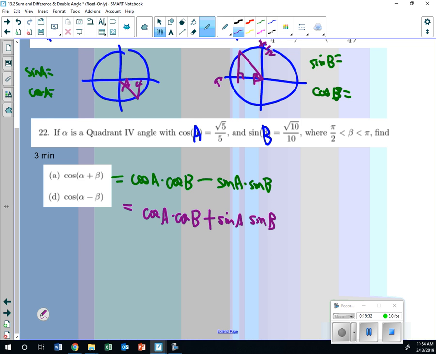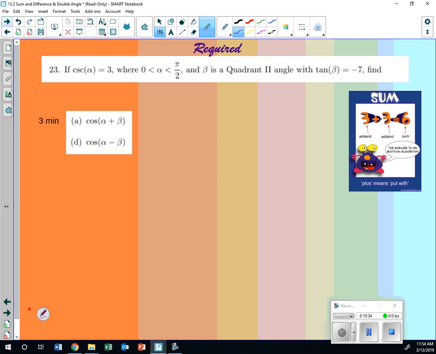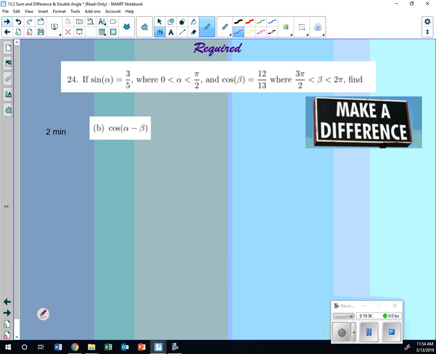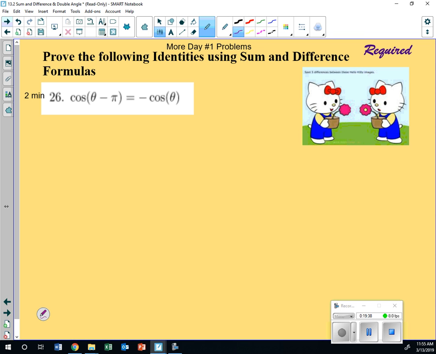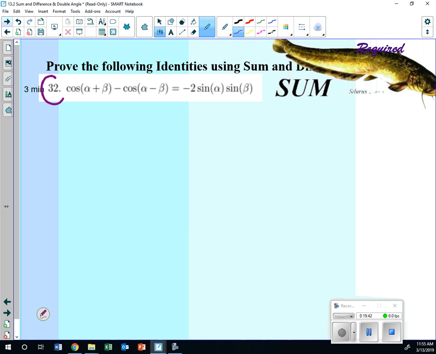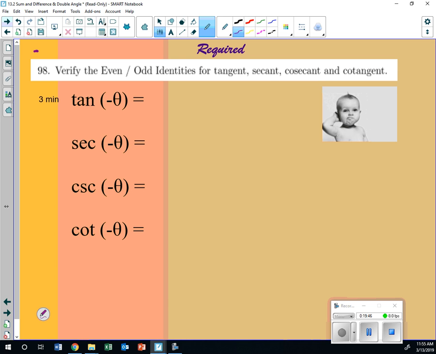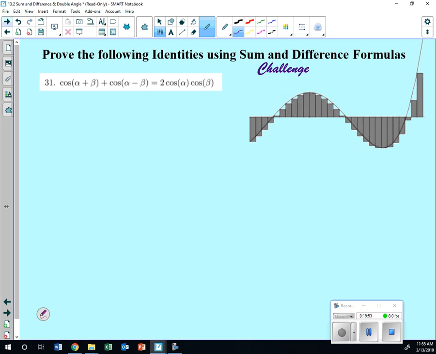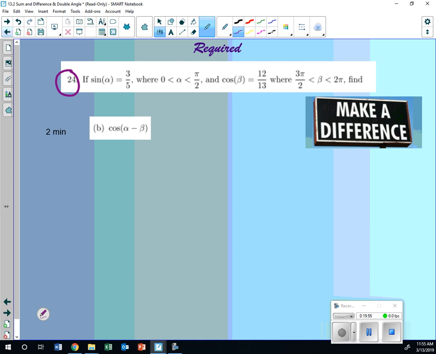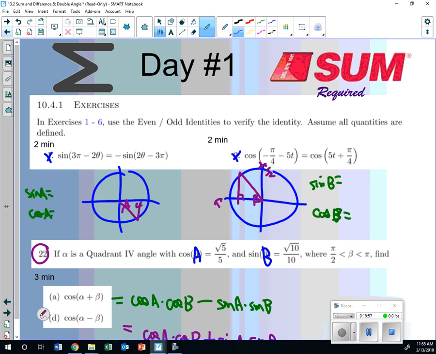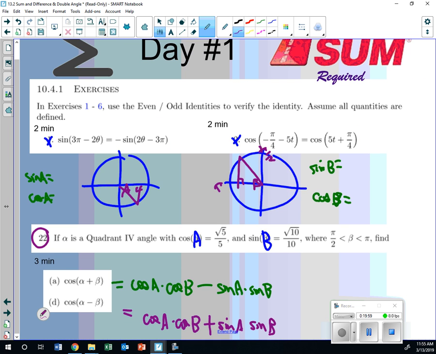So for now, you're going to do 22, 23, 24. Good practice for those three. I like 26 and 32. Those are both great ones. This one, if you have time, do this Challenger if you have time, but I think we're good with that. Okay, so see if you can finish this number 22.